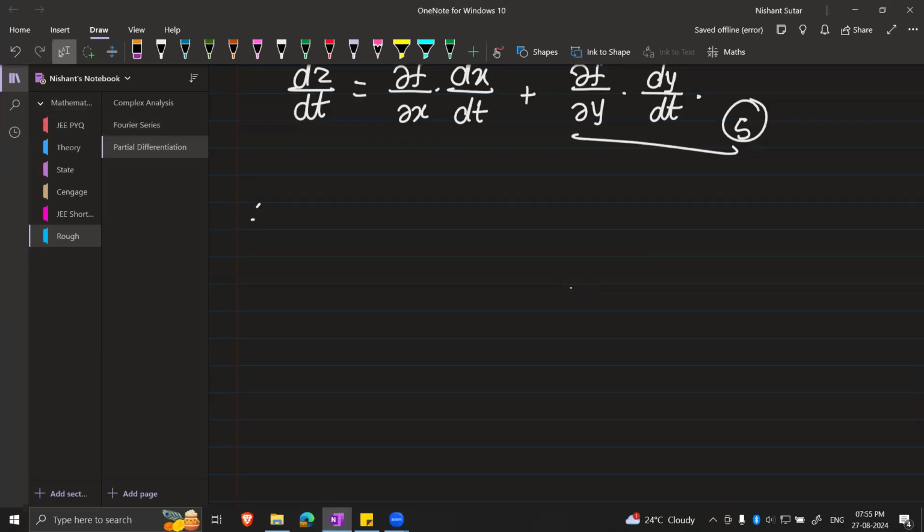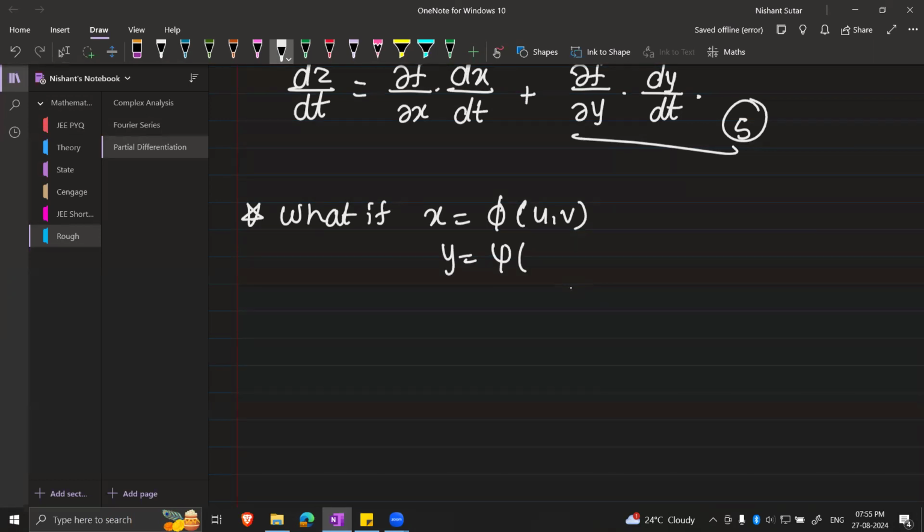So now, what if x is a function of, say, two variables u and p, and y is also a function of two variables, say u and e? Then what will we have? And again, our z, as usual, is a function of x and y. So z is a function of x and y.